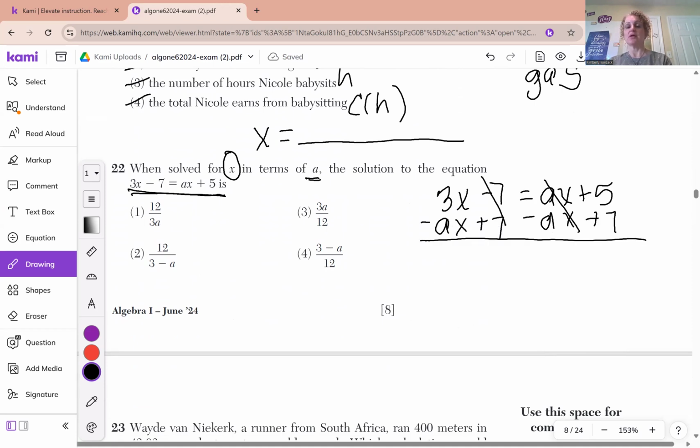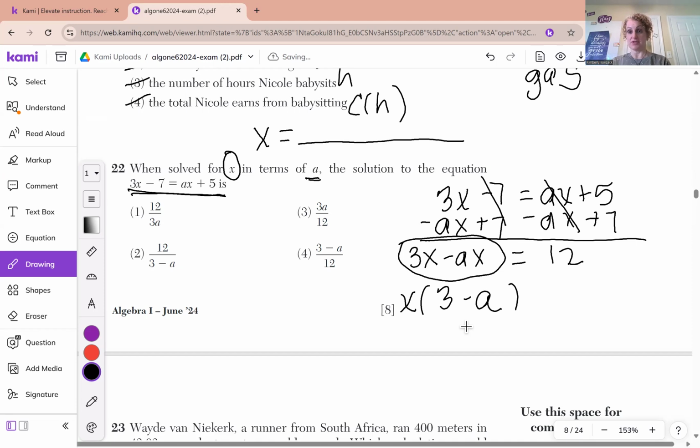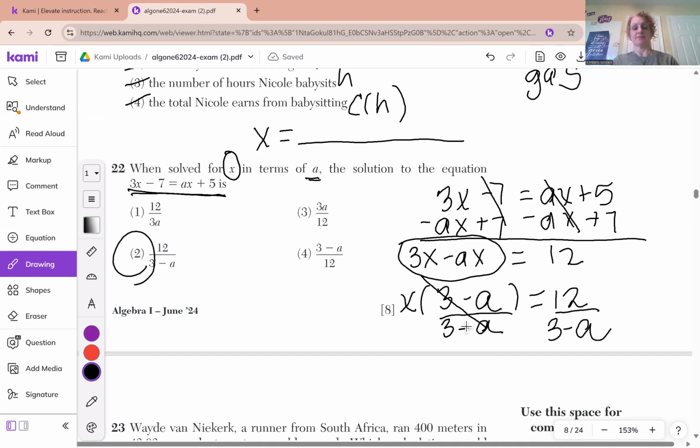So right now, I have 3x minus ax equals 12. Again, look here, they both have an x. You're going backwards, so you're factoring. Take out the x, and you're left with 3 minus a, right? Reverse distributing, equals 12. I took out the greatest common factor, however you want to call it. And then I divide by 3 minus a. I divide by 3 minus a. So x is equal to 12 over 3 minus a. Great job.